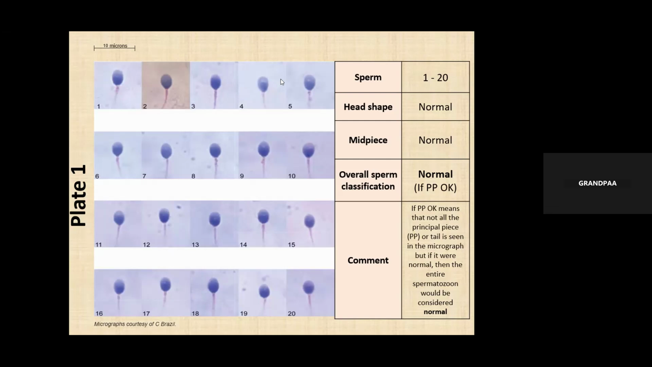You understand? So this one is saying that all the things that we are seeing here, technically, they are all normal. So the PP is up to the PP area, because if you look at this, we are only demonstrating the principal piece. The end piece is missing. Otherwise, you would say that all of these have short tails, and if they have short tails, they could not be normal. But he's saying that if PP is okay, then the end piece is also likely to be normal, and then the entire sperm is normal. So this is the first plate.